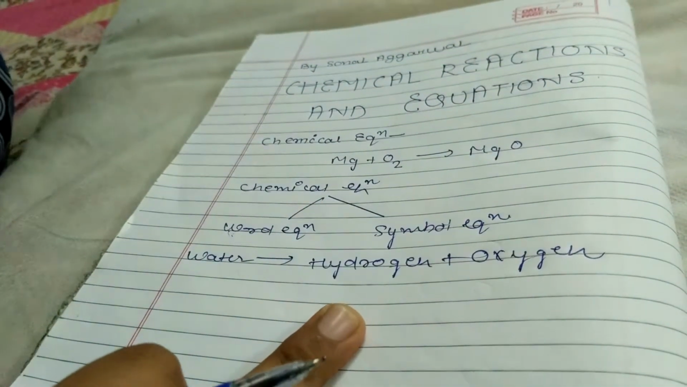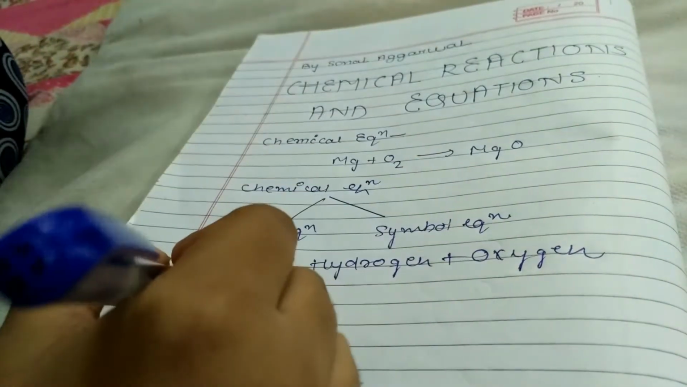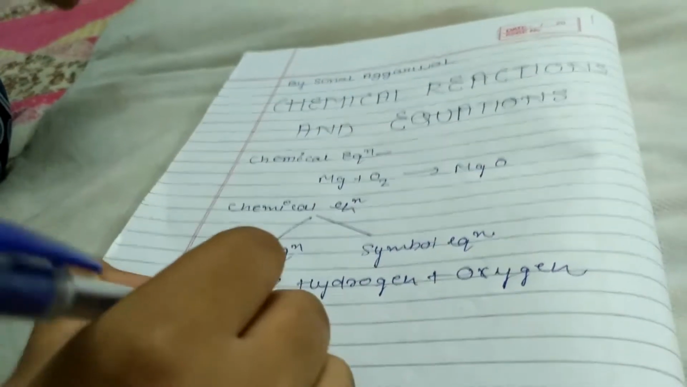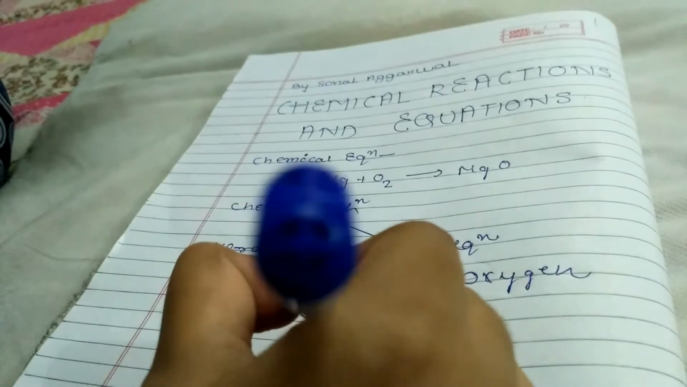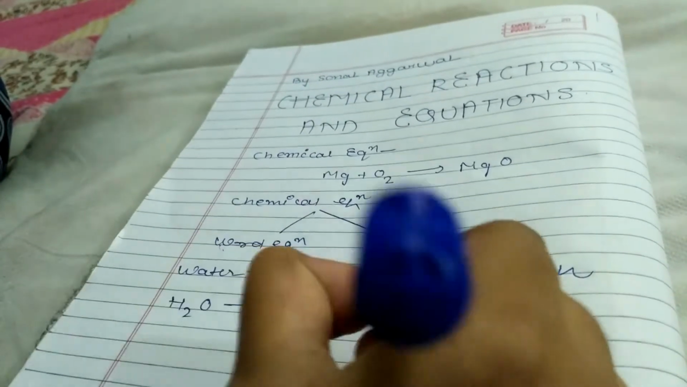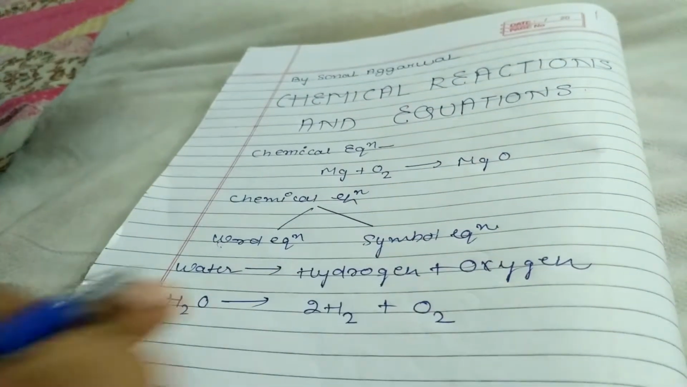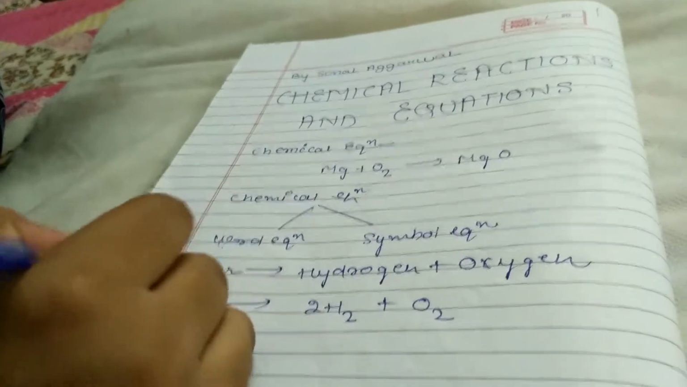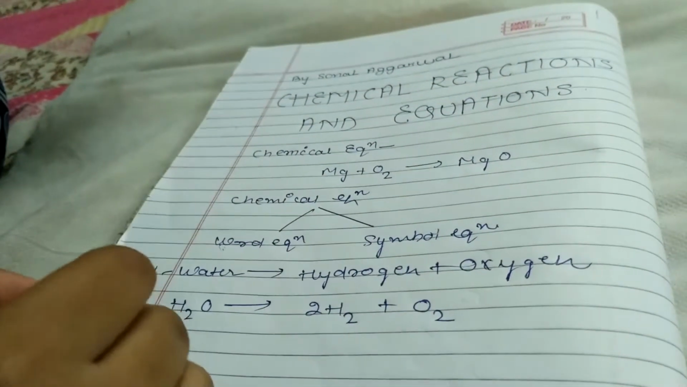Now I will tell you about the symbol equation. We represent water as H2O. So 2H2 plus O2 gives 2H2O. This is in the form of a symbol equation and the earlier one is in the form of a word equation.